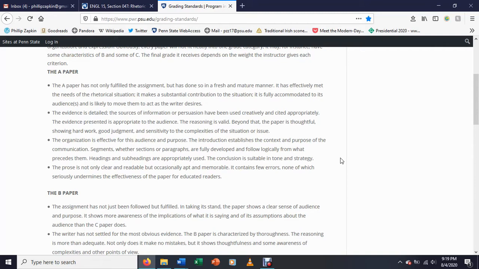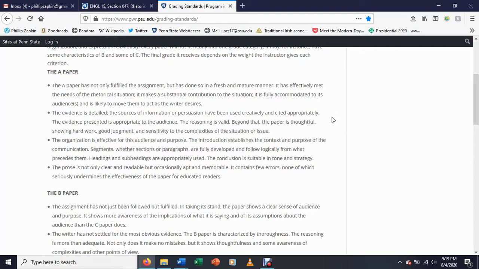has done so in a fresh and mature manner. It has effectively met the needs of the rhetorical situation. It makes a substantial contribution to the situation. It is fully accommodated to its audience's needs and is likely to move them to act as the writer desires. The evidence is detailed, the sources of information or persuasion have been used creatively and cited appropriately.